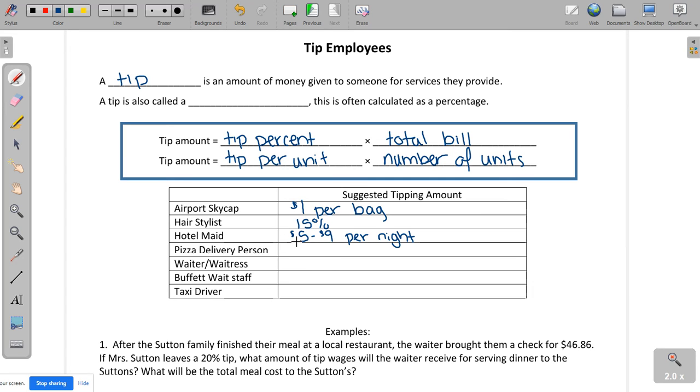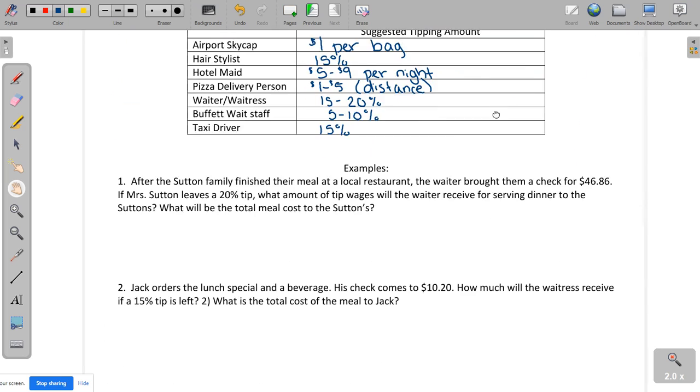A pizza delivery person is $1 to $5, and this depends on the distance. A waiter or waitress is 15 to 20%. A buffet waitstaff is 5 to 10%. And for a taxi driver, you tip 15%. So let's look at a couple of examples.